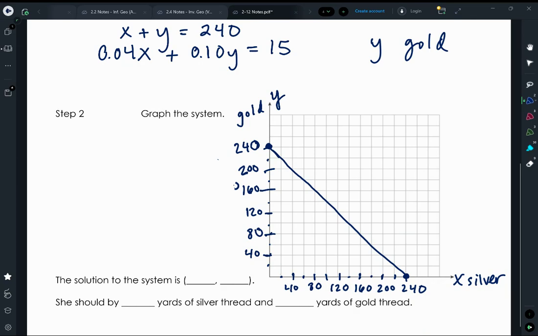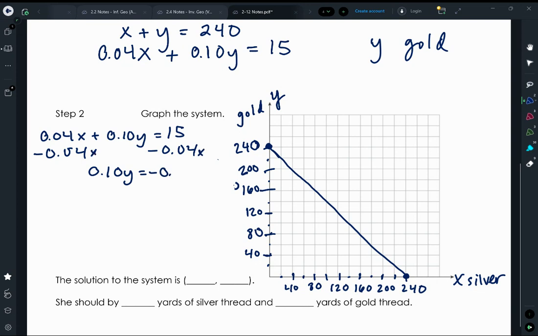And then let's write down our second equation. It was 4 cents x, so 0.04x, plus 10 cents y, 0.10y, equals 15, and we're solving for y. That means I want to subtract the x part on both sides, which means 0.10y equals negative 0.04x. I forgot to put that x with it on both sides, and then plus 15. So remember, I always put my x part and then my number part.